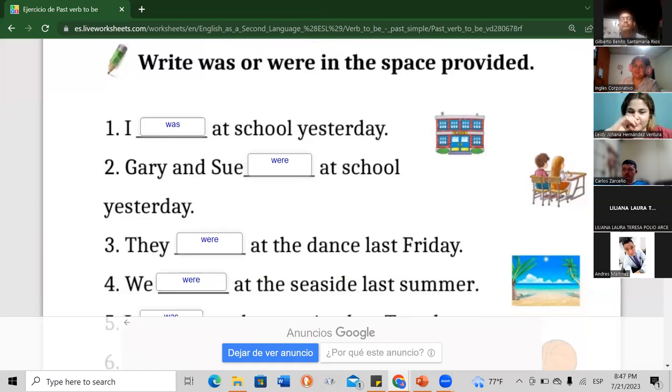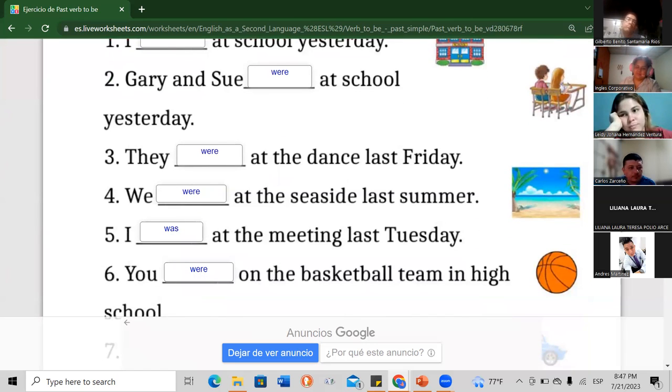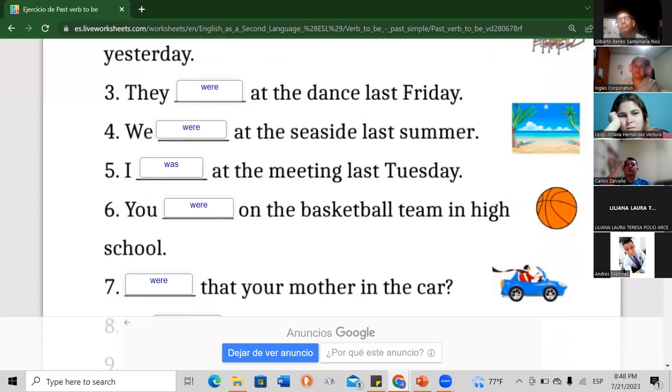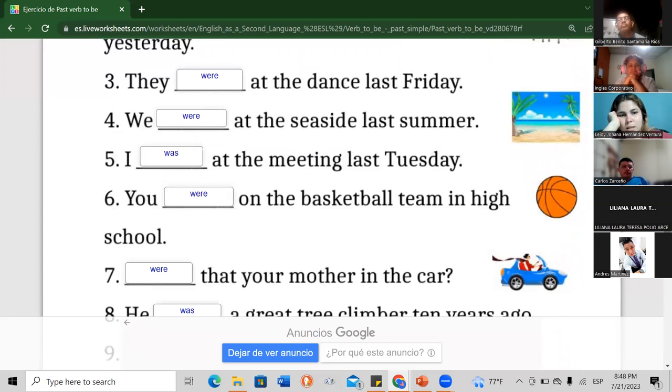Carlos, number three? Were they at the dance last Friday? Okay, good. Number four, Andres? Were we at the seaside last summer? Okay. Yes. Daniela, number five. I was at the meeting last Tuesday.